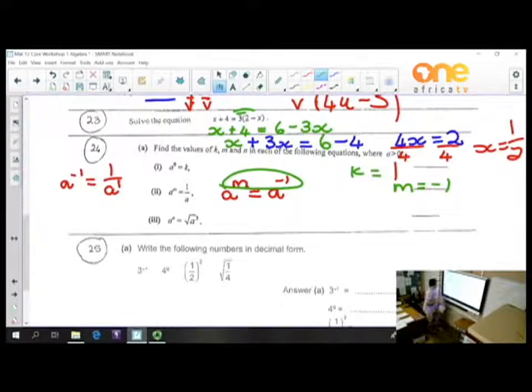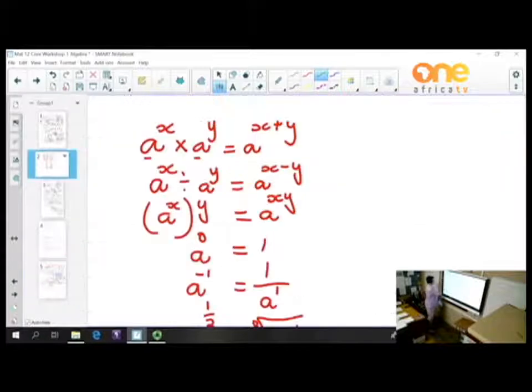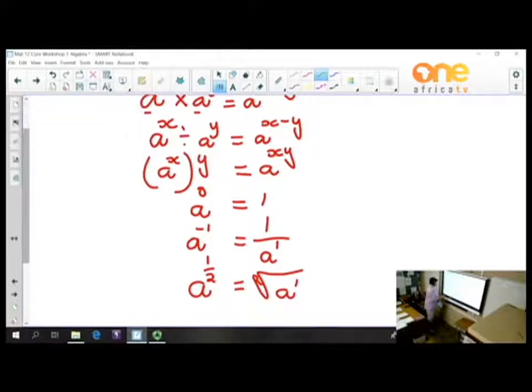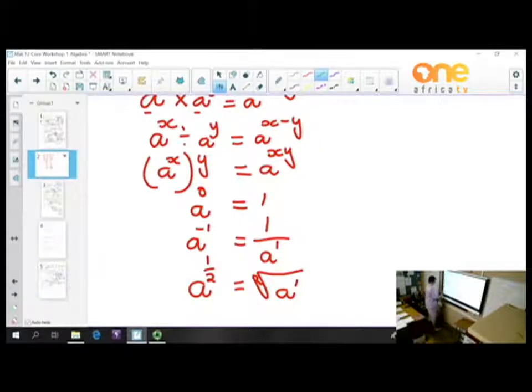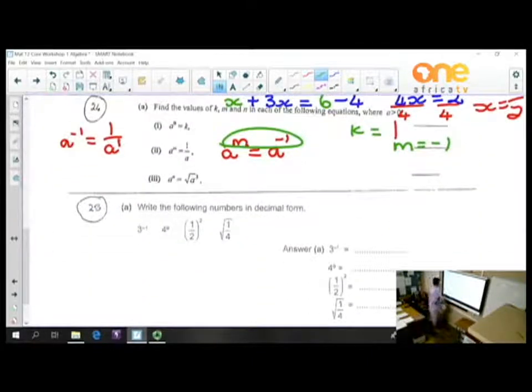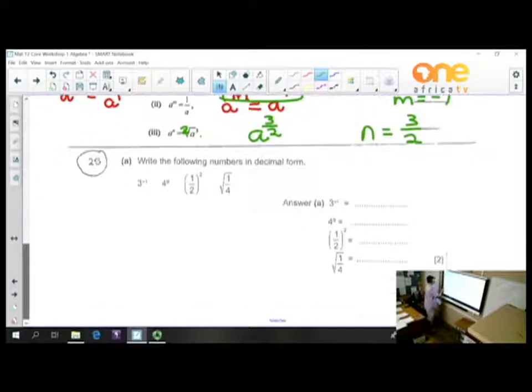And there's the last one that I gave to you. Let's look again at our rules there. Can you remember this one? This is the one that we're going to look at now. The fraction is the root. So this one here means this one is actually a to the power of 3 over 2. Remember, this is the square root. If there's nothing, there's a 2 in there. So n is going to be 3 over 2. We need to know our indices rules.